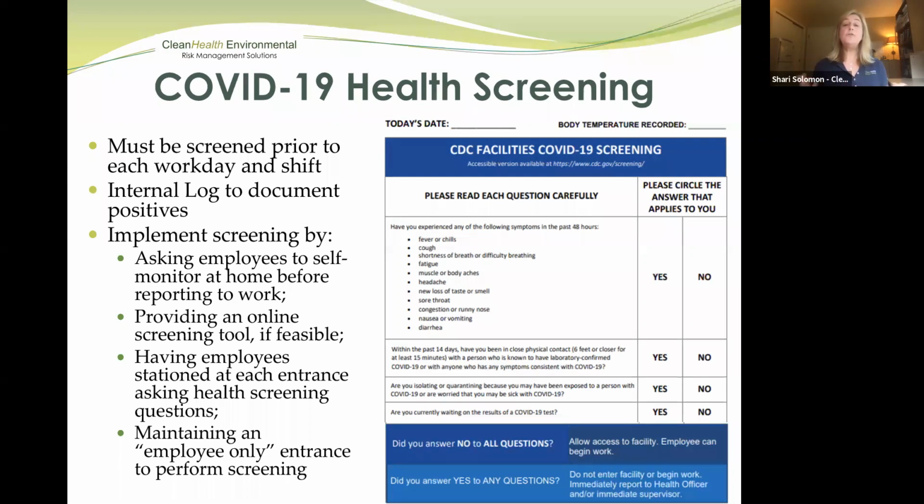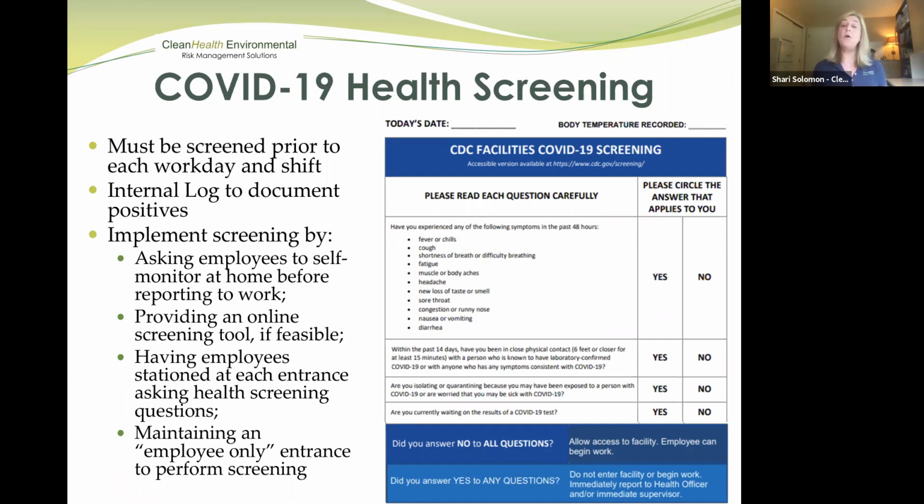As far as how you screen your employees, they are allowing for self-monitoring at home before you report to work. You can station someone at an entrance and then they ask the health screening questions as they approach. You can ensure that you have blocked off all other but one exit where you have someone stationed. Whatever the case may be, whatever you feel comfortable, that is the appropriate procedure.